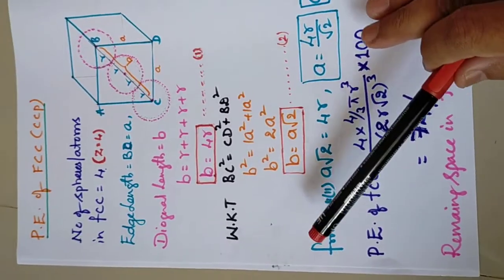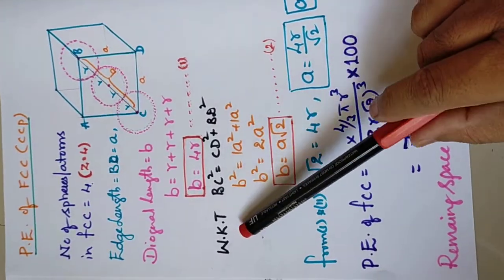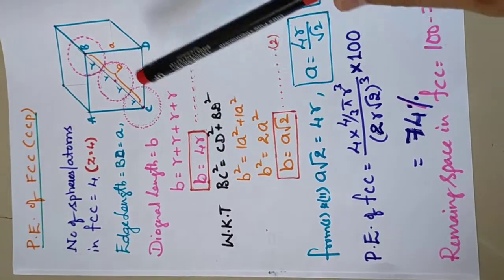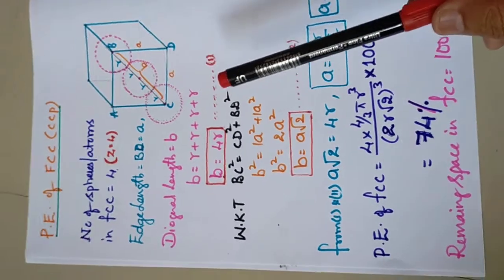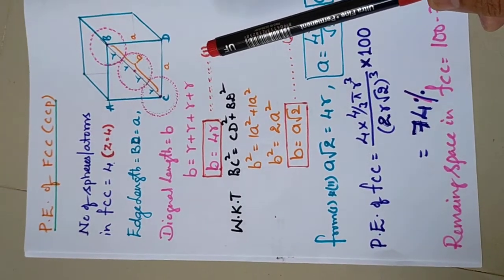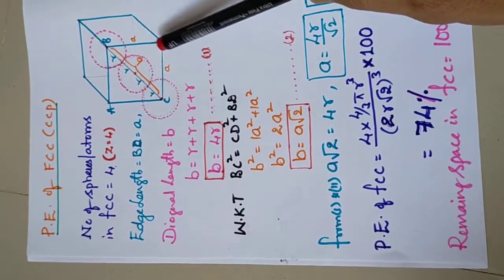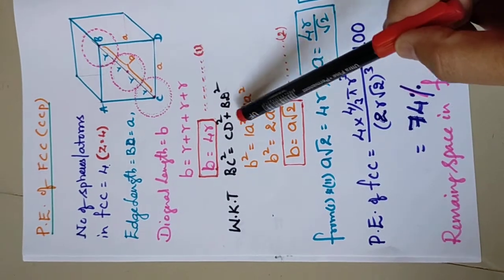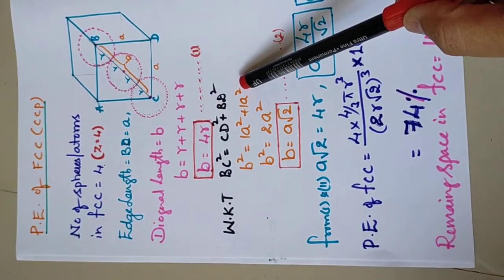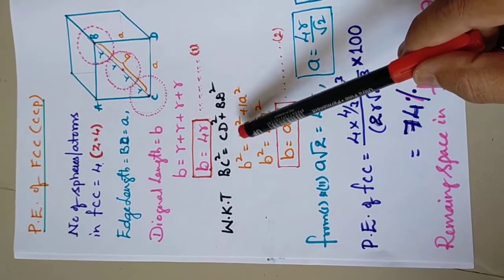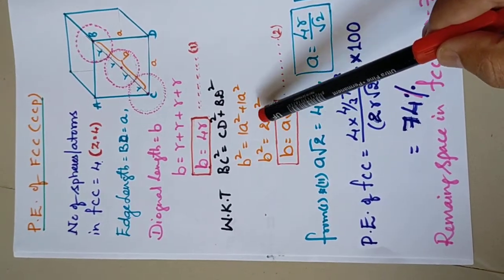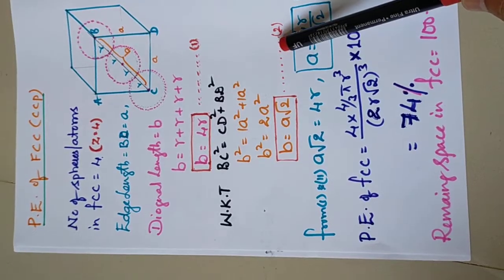Applying the Pythagoras theorem, we know that BC square is equal to CD square plus BD square. CD square is A square, BD square is A square. So BC square is equal to A square plus A square, B square is equal to 2A square, B is equal to A root 2. Call this equation number 2.